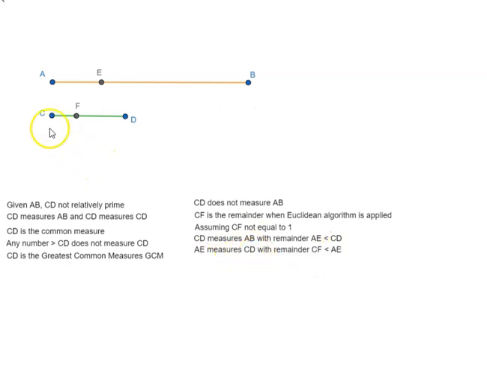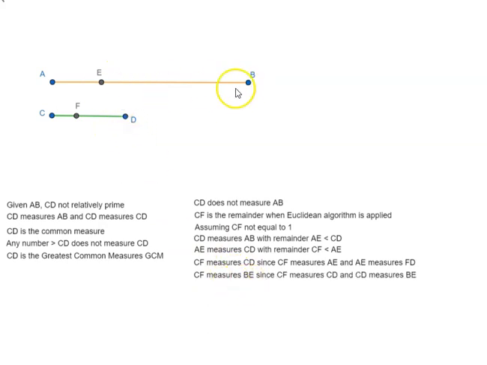We know AE measures CD with the remainder CF less than AE. CF measures CD since CF measures AE and AE in turn measures FD. So we can say CF measures CD. CF measures BE. How? Since CF measures CD and CD in turn measures BE. CF measures AB since CF measures BE and CF measures AE as well. So we can say CF measures AB.